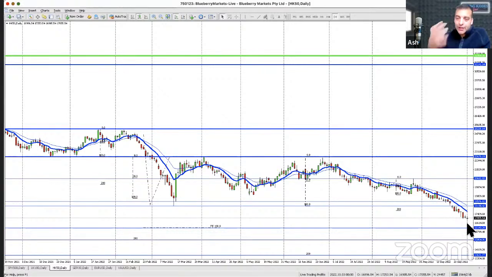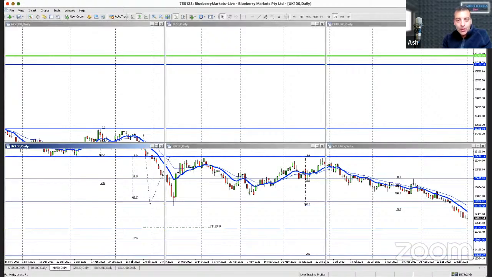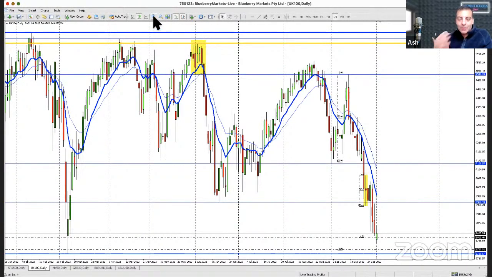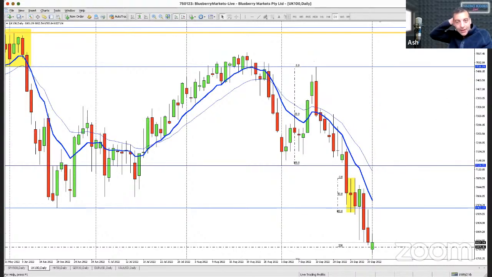Do you know what? While you're saying that, I'm in complete agreement with you, because even though I'm looking for indications for a long, I've taken a short on the FTSE this morning, because you're absolutely right. The charts do not at this stage say go long. They still say go short. So we've got to allow it to play out, and allow ourselves to be wrong.